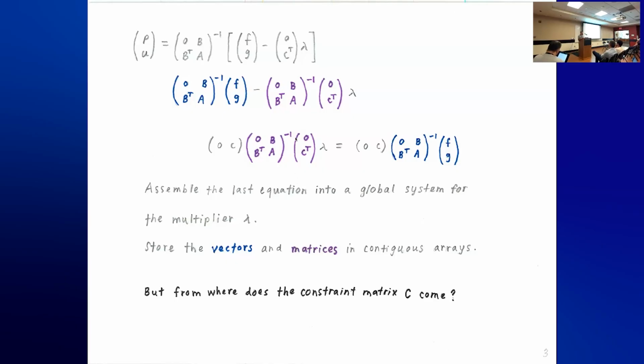So for each element, I store them in contiguous arrays. So what happens in hybridization, we hybridize the system, we eliminate the variables U and P, we get this system, we solve for lambda, and then we recover the original system. And so you can see in the recovery, we use this blue vector and this purple matrix that we compute on our way to getting the reduced system. So we want to save it. We don't want to compute it again.